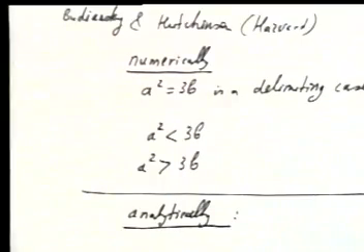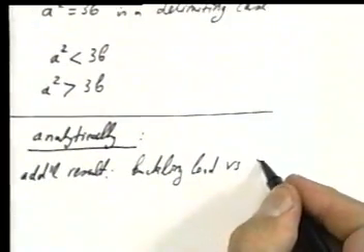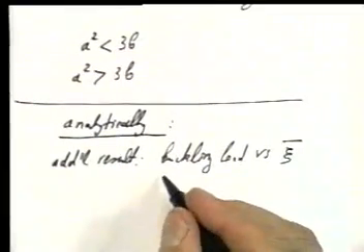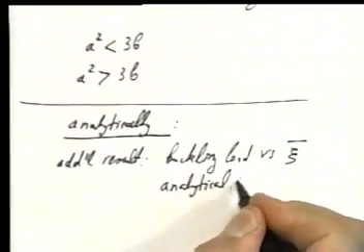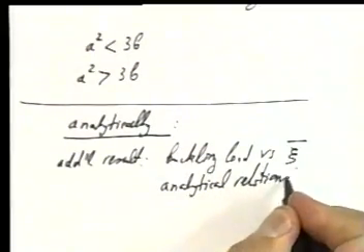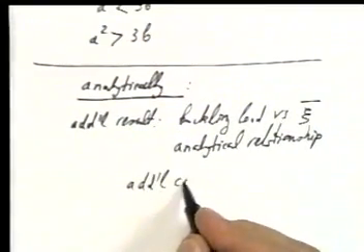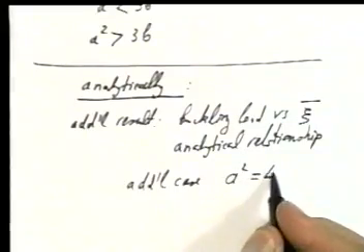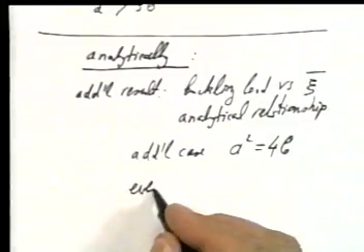Now, an analytic solution usually also gives some additional results. First of all, buckling load versus initial imperfection. That means an analytical relationship. And also some additional case. Additional case, a squared equals 4b, which they did not detect, even numerically. Even numerically that was not detected.